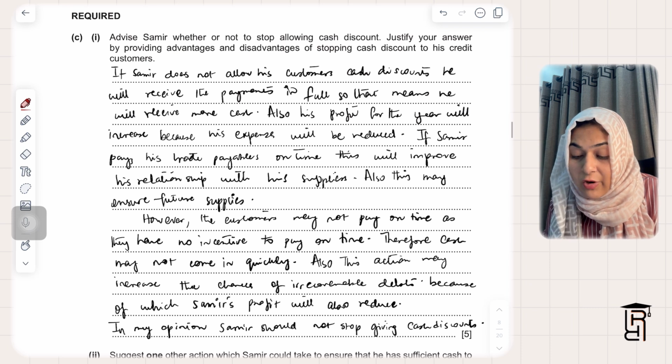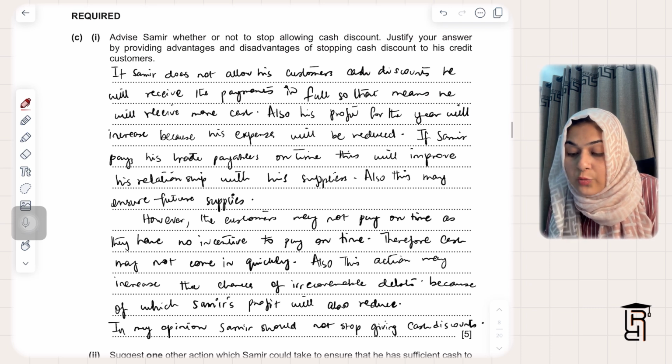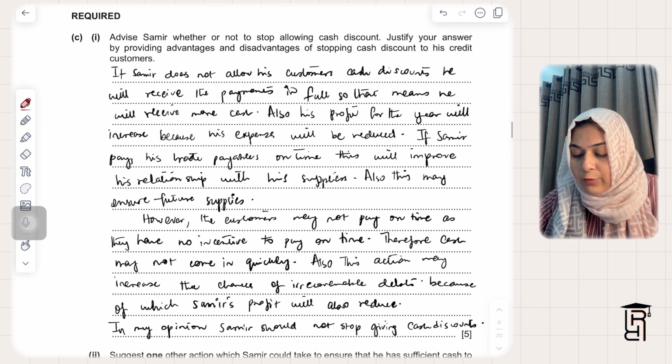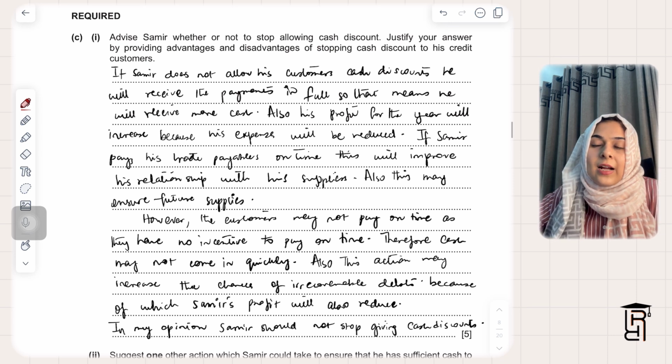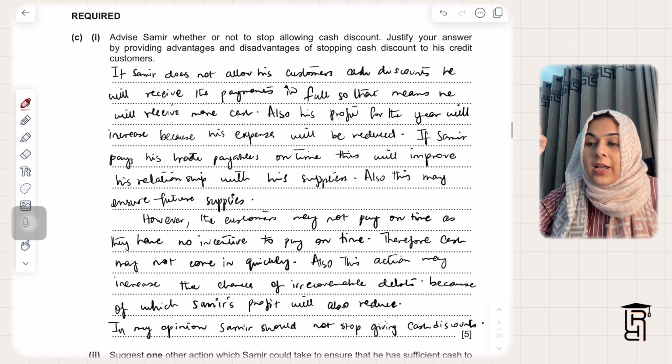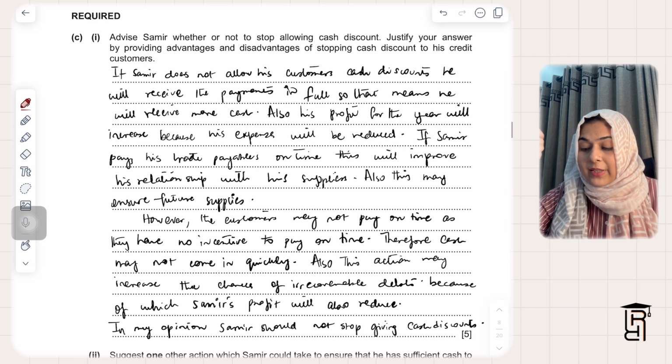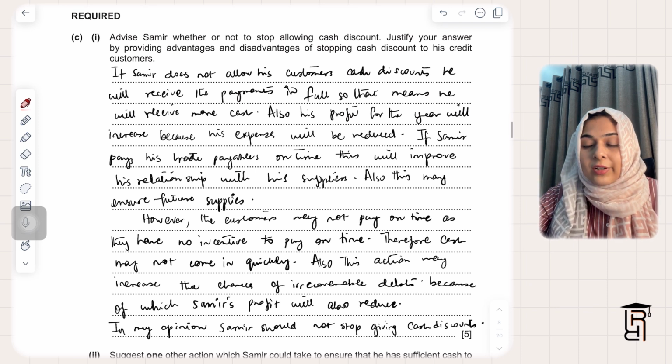However, the customers may not pay on time, as they have no incentive to pay on time. Therefore, the cash may not come in quickly, because obviously the cash discount that we were giving is tied to a time frame. So if the customers pay us, let's say within 10 days, we'll give them a cash discount. So the customers basically hurry up in paying the amount so that they can receive the cash discount. If they are not getting any cash discount, they will not be in a hurry to pay us.